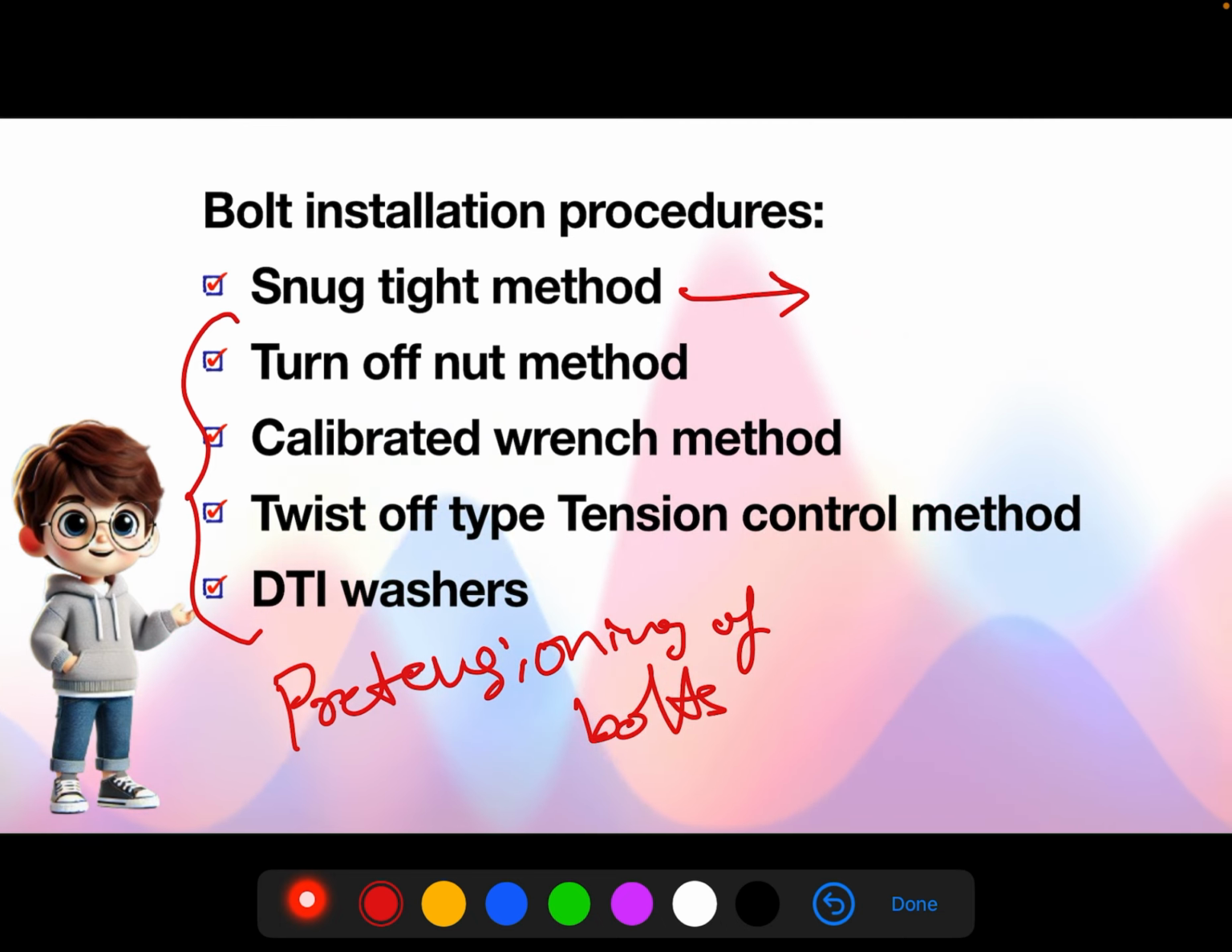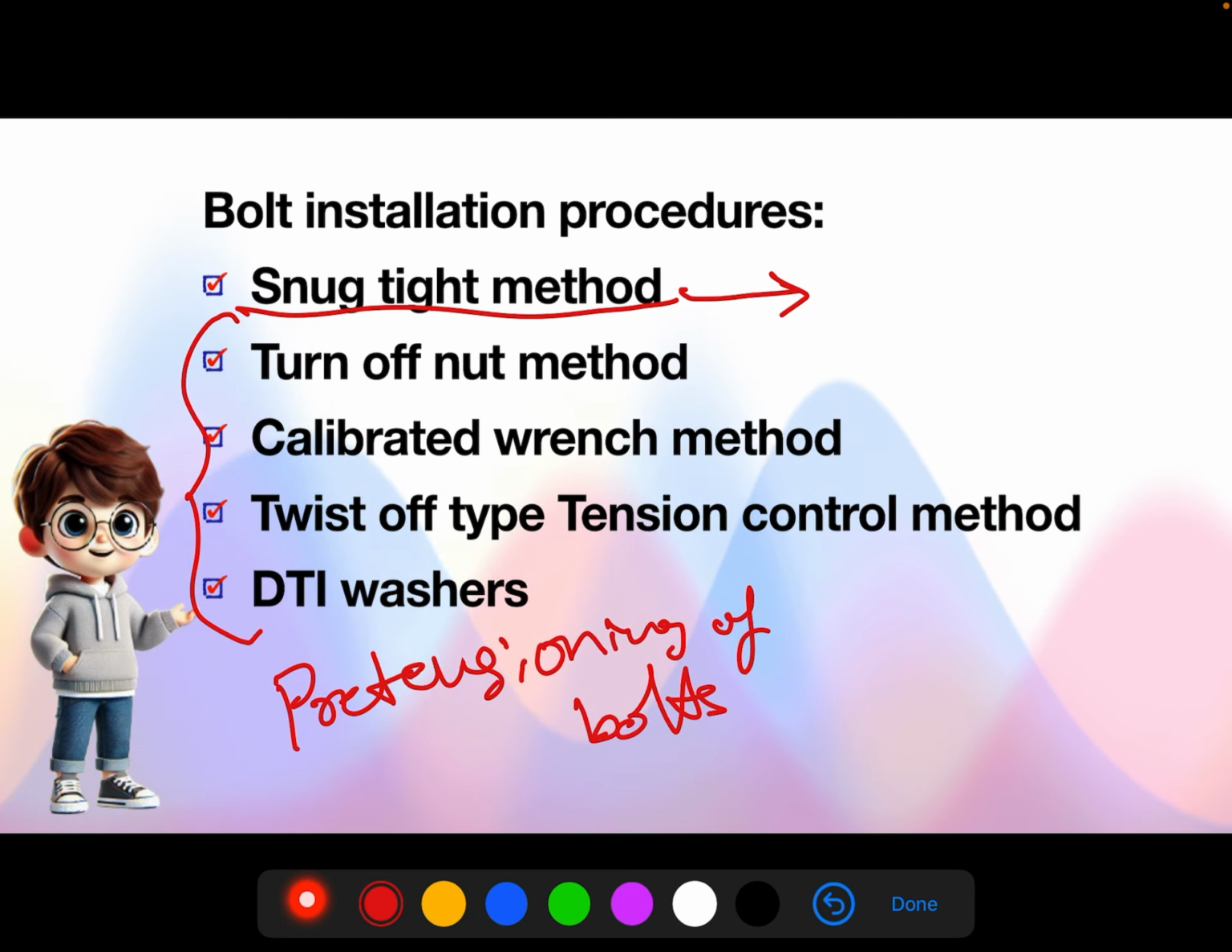Okay. Now, snug tight. You will insert the bolt and keep the nut, and you will rotate the nut so tight as much as possible. So that is the snug tight method. In the snug tight method, the bolt is tightened with the full strength of an iron worker.